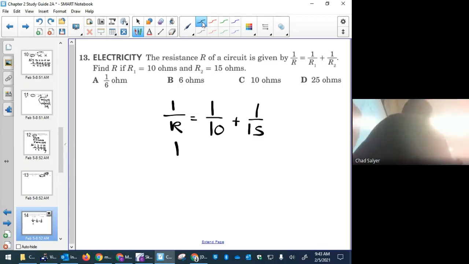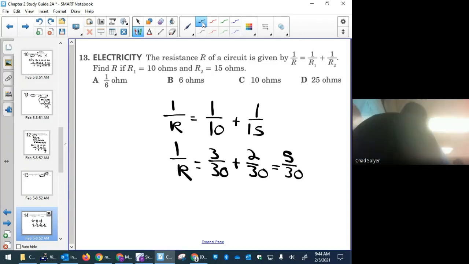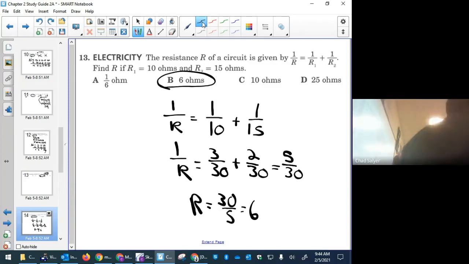Need a common denominator here. So 30. 3 over 30 plus 2 over 30 equals 5 over 30, which is 1 over 6. We flip both sides. Six ohms is what we're looking for.